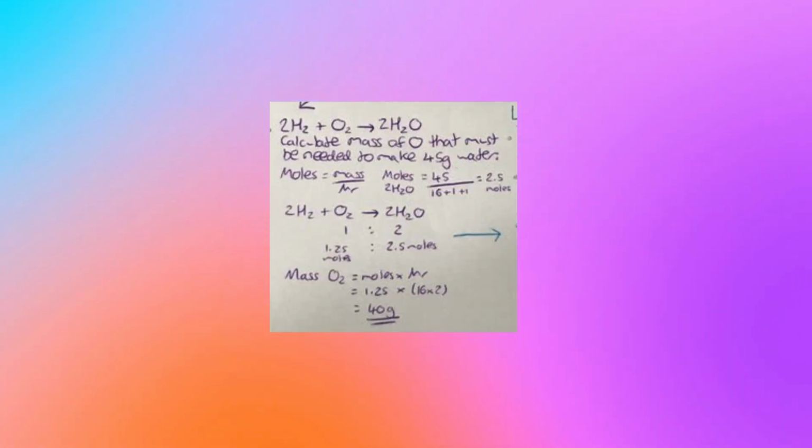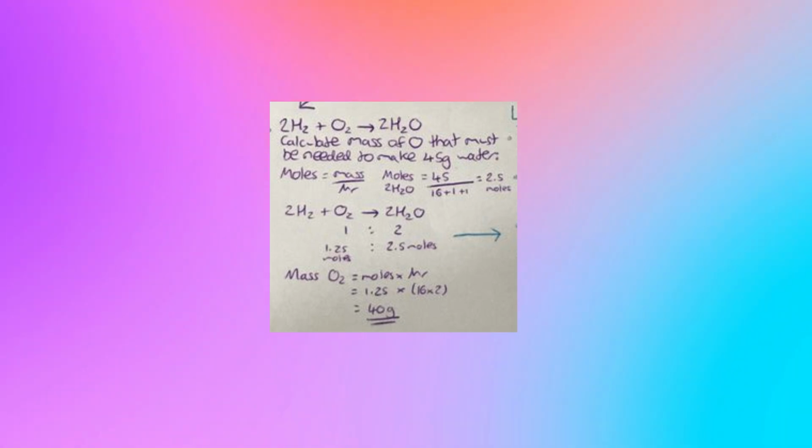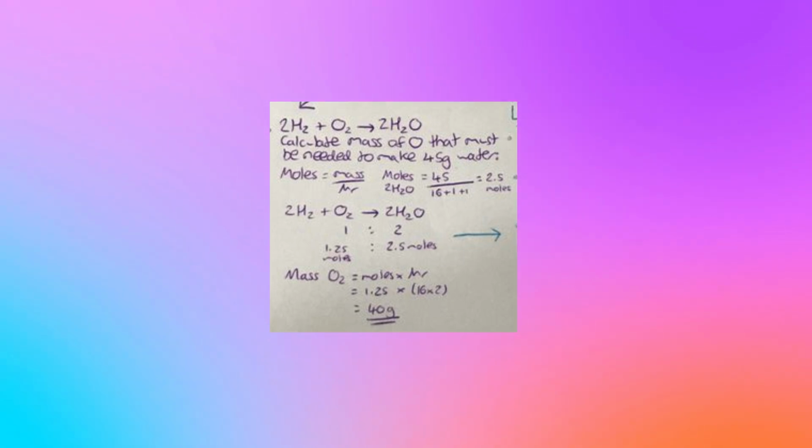A more likely exam question is being given an equation, for example, 2H2 plus O2 makes 2H2O. Calculate the mass of oxygen that must be needed to make 45 grams of water. Now we use our equation moles equals mass over Mr. But first we have been given the mass of water, so we're going to work out the moles in our water. So we're going to do 45 divided by the Mr of H2O, which we add up, 16 plus 1 plus 1. So 45 divided by 18, and that would give us 2.5 moles.